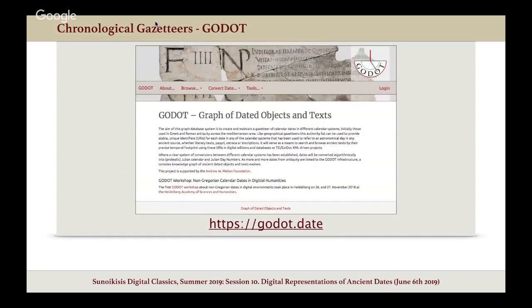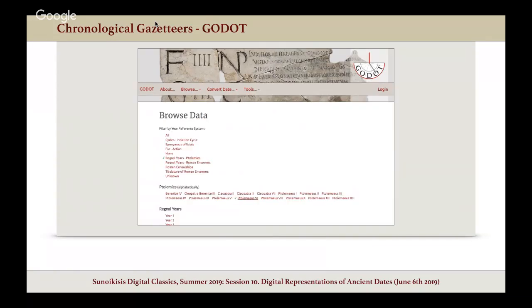The website is at the URL godot.date, and the main entry point for looking at data already in the database is the browse data functionality. This gives you at the top of the page a list of all year reference systems that we have in the system. So, for example, we have the indiction cycle or the Actian era. We have regnal years from the Ptolemies of Egypt or Roman emperors. We have Roman consulates and the titulature of Roman emperors also.